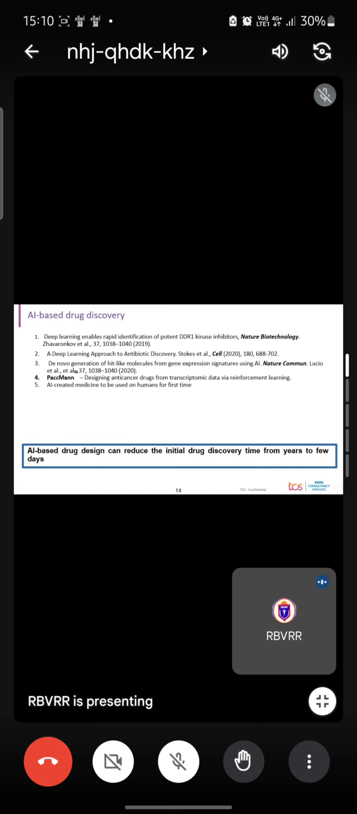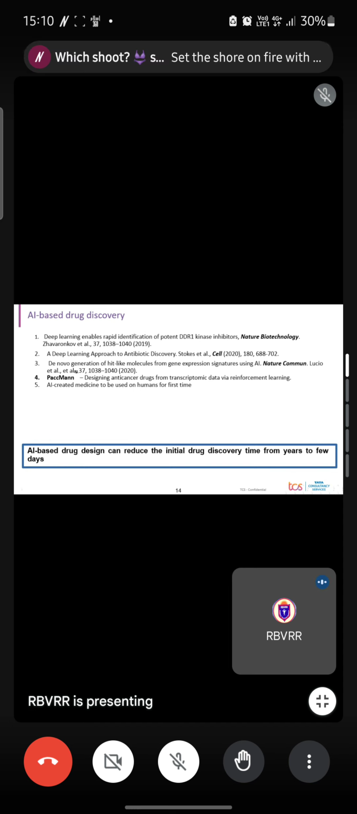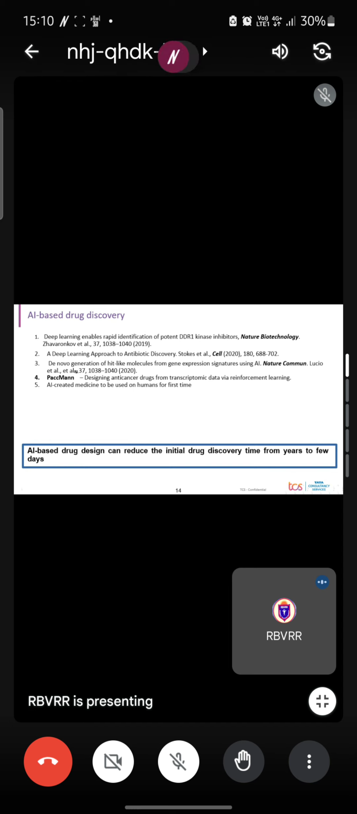Okay, so AI-based drug design can reduce the initial drug discovery time from many years to actually a few days. If you see these papers, some of them have done it in very, very short time, in less than 3 months. From hypothesis to final molecule application for a new drug application has been done.